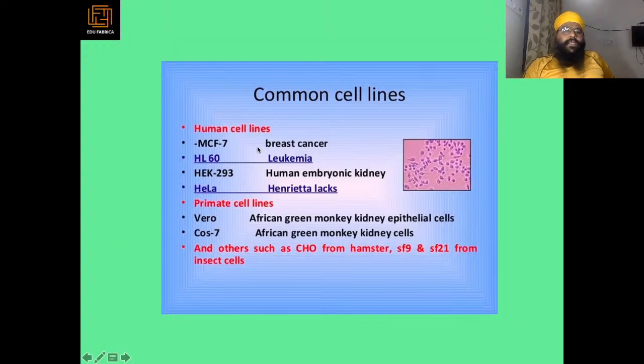So these are the common cell lines that we use for animal cell culture. Human cell line, MCF7, this is the breast cancer cell line. For leukemia, HL60, HEK293, human embryonic kidney cells, HeLa, Henrietta Lacks, primate cell line, Vero, African green monkey kidney epithelial cells, COS7, and others, CHO from hamster, SF9 and SF21.